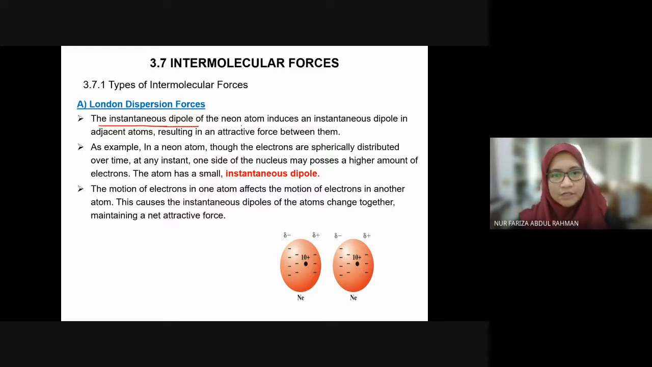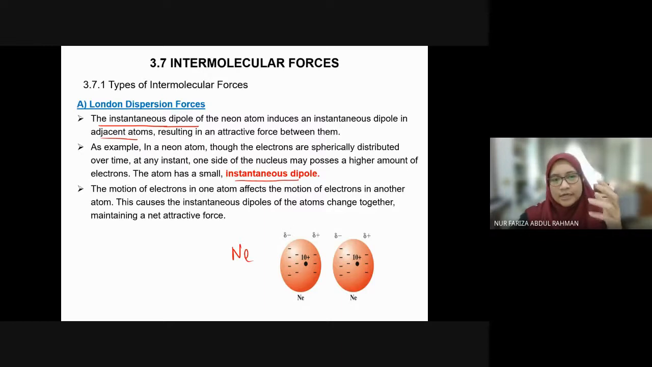The instantaneous dipole of the neon atom induces an instantaneous dipole in an adjacent atom, resulting in an attractive force between them. Okay, so this is our example. So we have a neon atom and another neon atom. What type of intermolecular forces is present for this atom? So it is called London dispersion force. For example, in a neon atom, though the electrons are spherically distributed over time, at any instant, one side of the nucleus may possess a higher amount of electron than the other. The atom has a small instantaneous dipole.